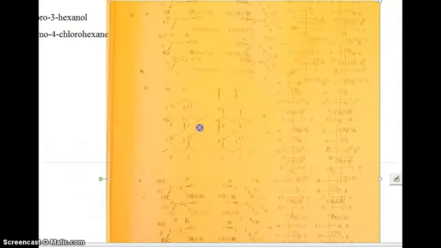So here's the answer for A in the Fischer projection as well as in the perspective, and B. I'll move it up so you can see C and D.